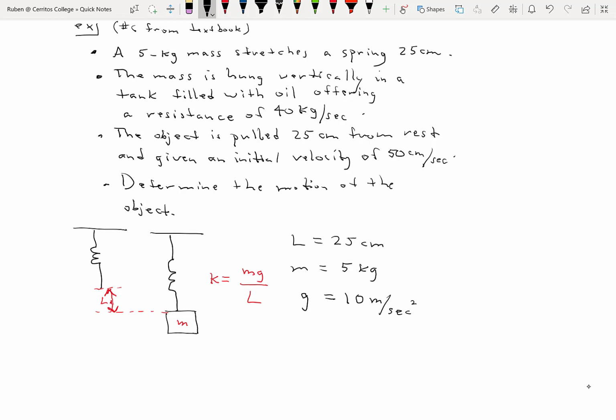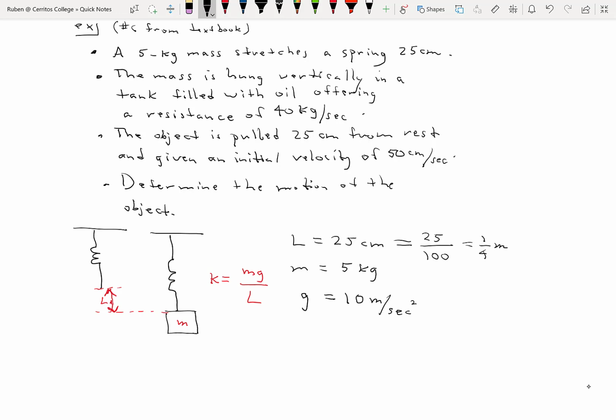And we have a little bit of a problem with units. The length is given in centimeters, and the gravitational constant has units of length in meters. So we need our constants to be using the same units of measurement. Okay, so I'm going to convert the 25 centimeters to a fraction of a meter. There are 100 centimeters in a meter. So 25 centimeters is 25 1/100ths of a meter, or 1/4 of a meter.